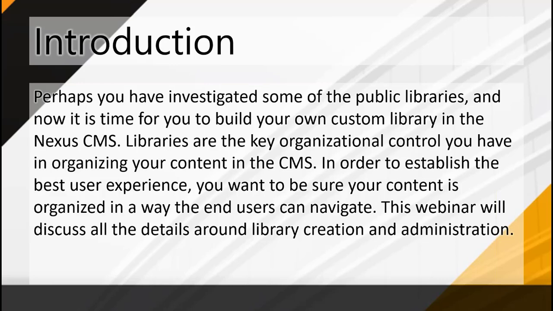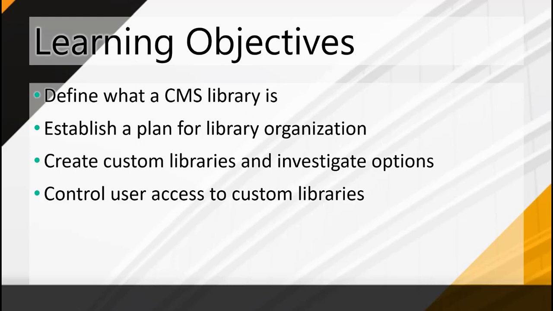That's the focus today. We're going to go over a couple of specific topics. First of all, what is a library? Why does it matter? We're going to talk a little bit about a plan for how to organize your libraries, at least early on, and this is going to evolve for you over time, but this is just the core. We'll be digging into building some custom libraries so you can actually see how this process works. And then finally, we're going to talk about controlling user access to these custom libraries.